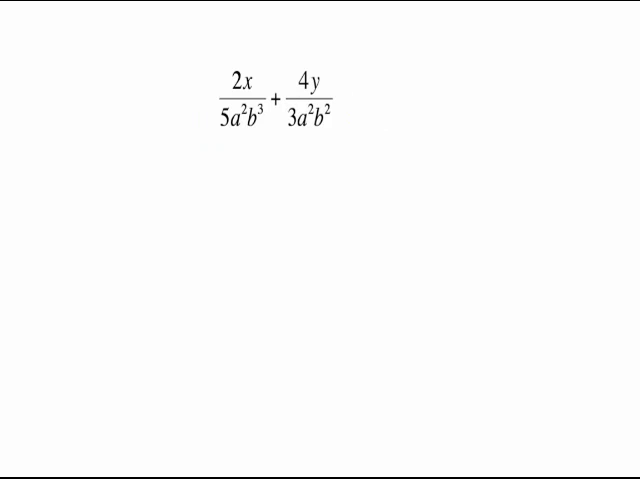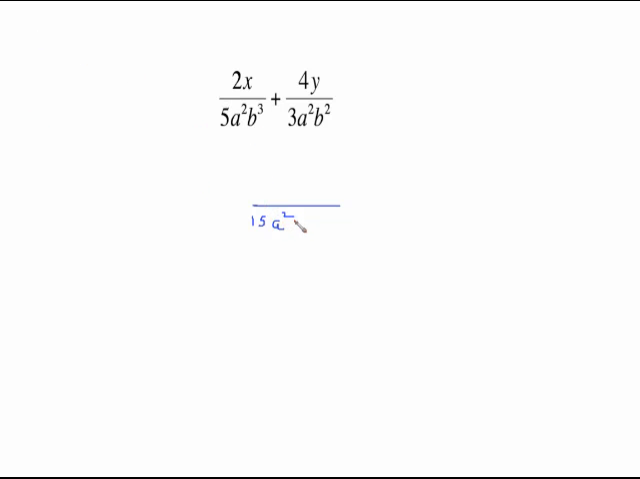Here we have variables and powers to deal with. So when we look at this common denominator here, this 5 and the 3 is going to give us 15. We have an a squared here, an a squared there, so we're going to keep a squared. But then we have to think about what are we going to do about the b cubed and the b squared.